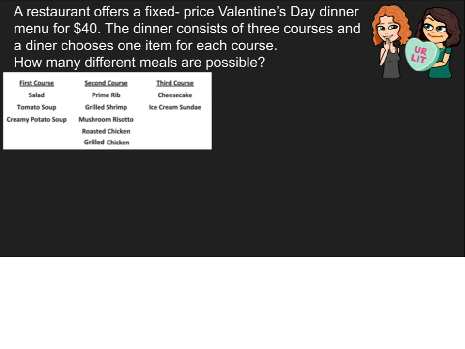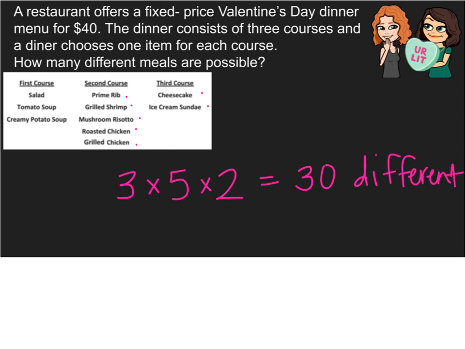In the first course, I have 3 options. For my second course, I have 5 options. And for my third course, I have 2 options. So all I have to do for my fundamental counting principle is do the 3 times 5 times 2. 3 times 5 is 15 times 2 is 30 different meals. And that's it. Easy. Okay. Again, I could have drawn a tree diagram, but look, we would have had to end up with 30 branches down at the end, and that just sounds like a lot of work.